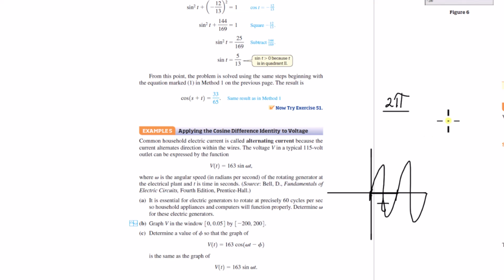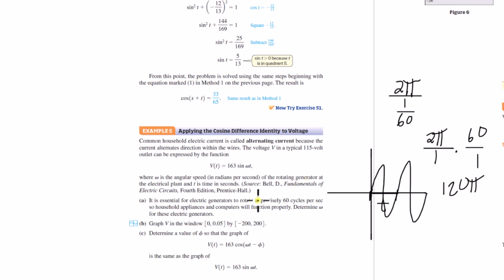But what is the period? Well, 60 cycles per second. So how many seconds in a cycle? That's 1 over 60 seconds in a cycle, right? If you're going 60 cycles in 1 second, then in a 60th of a second, you go 1 cycle. So for every 60th of a second, you go 2 pi radians around the corresponding circle. So that's going to be 2 pi over 1 over 60. So 120 pi radians per second is the omega.